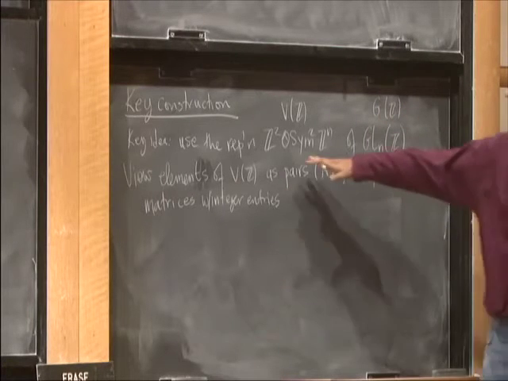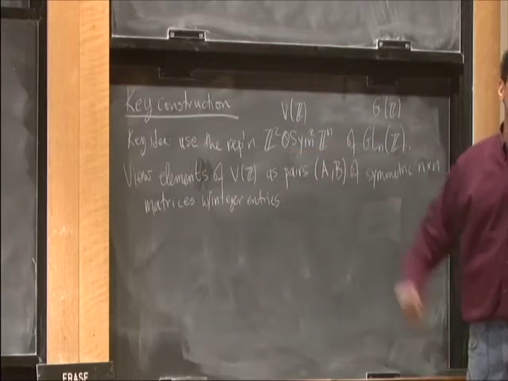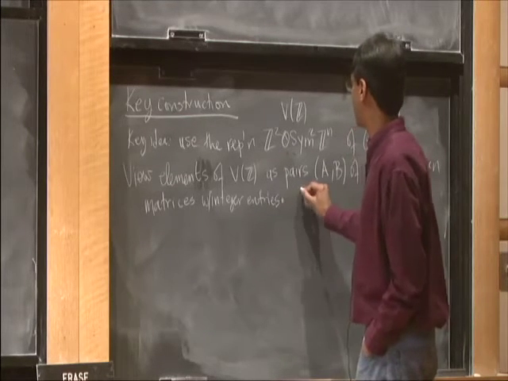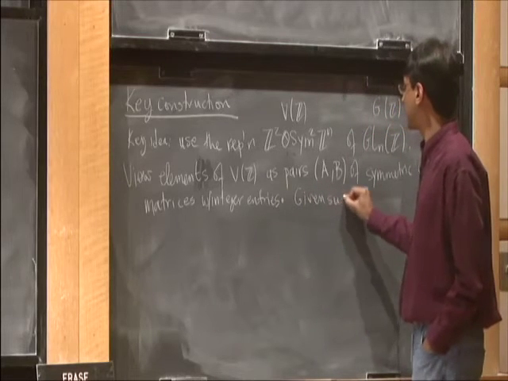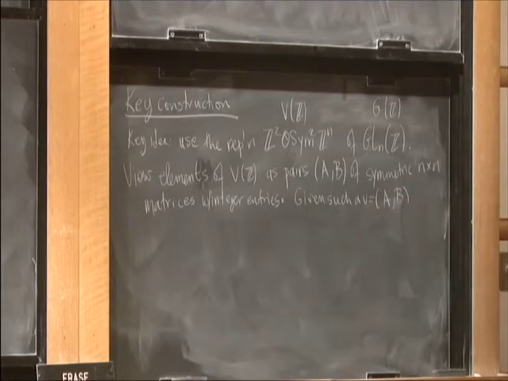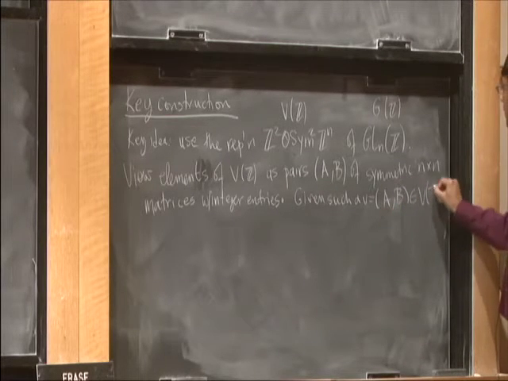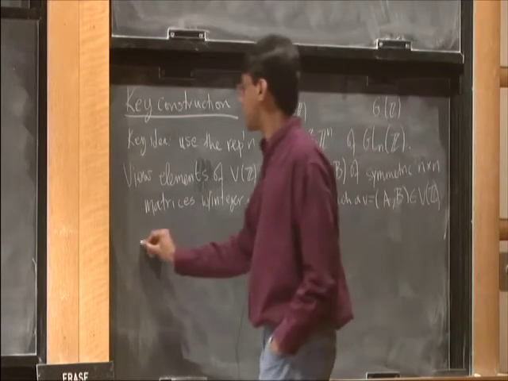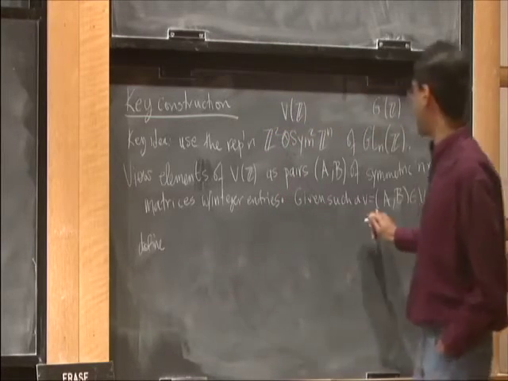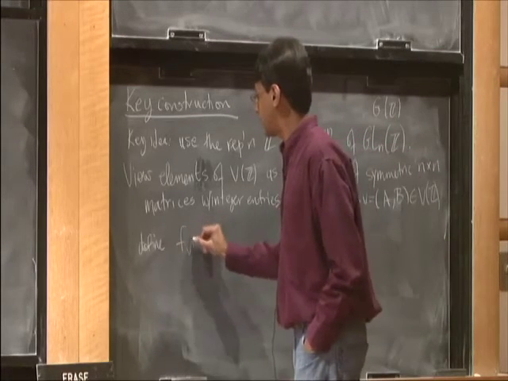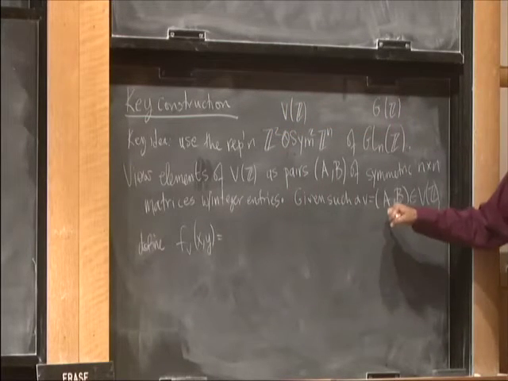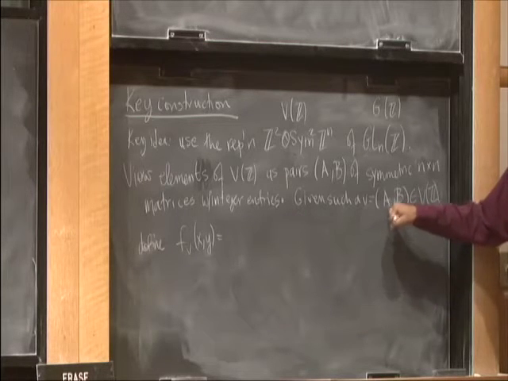So that's how to think of elements here. You just have pairs of symmetric matrices, n by n over Z. Given such a V, think of it as A comma B. These are symmetric n by n matrices. You can define what I call the invariant binary form of V. Say f sub V of x,y is defined to be the discriminant of the pencil of quadratic forms that A and B span.